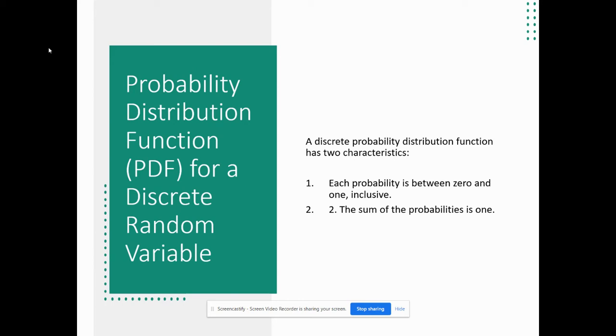So when we talk about the probability distribution function, PDF, for a discrete random variable, we're going to have two things. Each probability has to be between 0 and 1, and the sum of the probabilities is 1. So what does that mean?